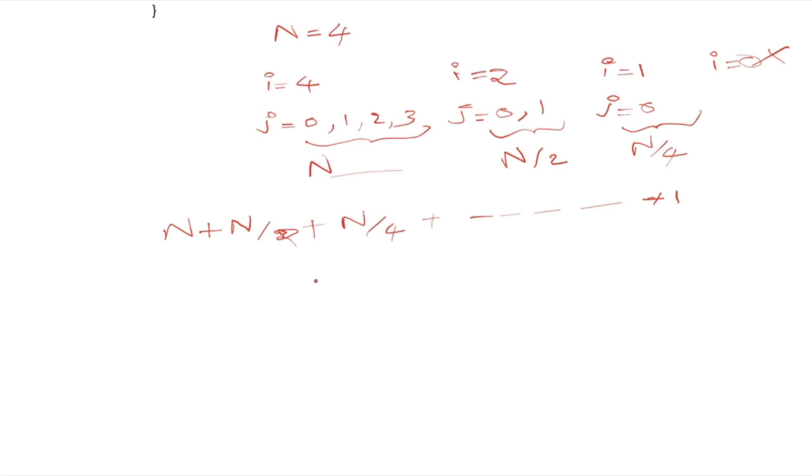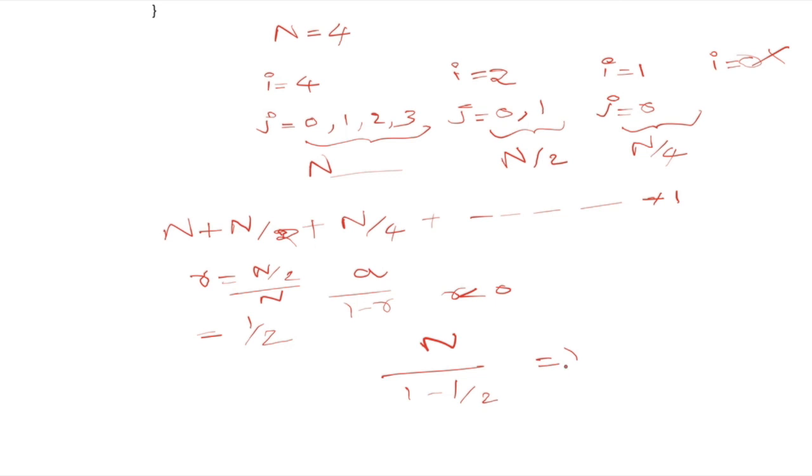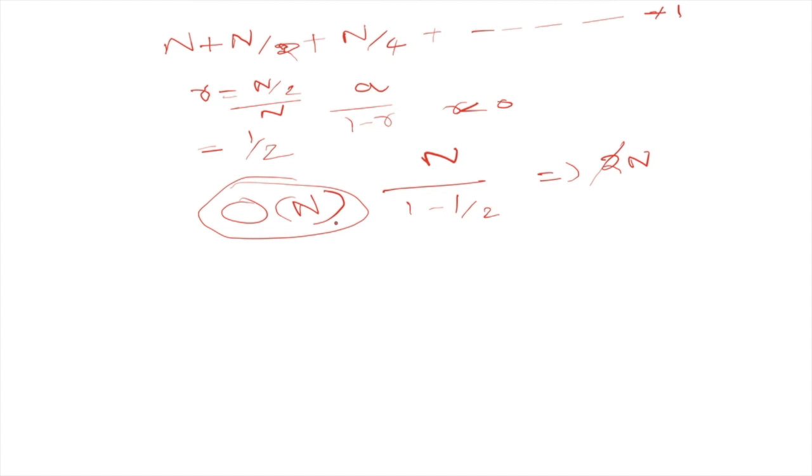To compute the sum of all the terms in an infinite geometric series, we need to use a formula, which is a by 1 minus r, where r should be less than 1. In our case, r is 1 by 2. So what is a? a is n, so n by 1 minus 1 by 2, which will be 2n. So ignoring the constant, we will get big O of n.